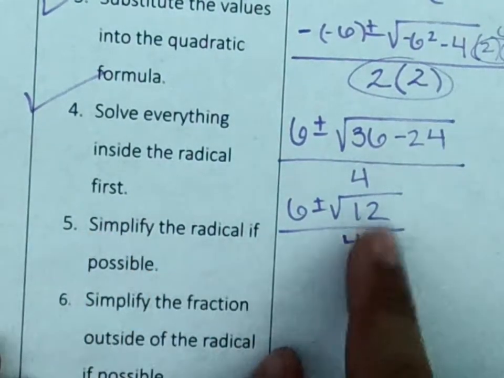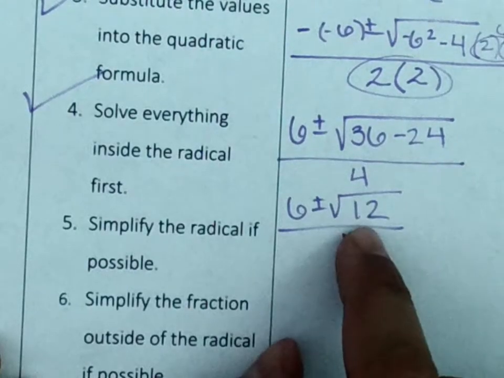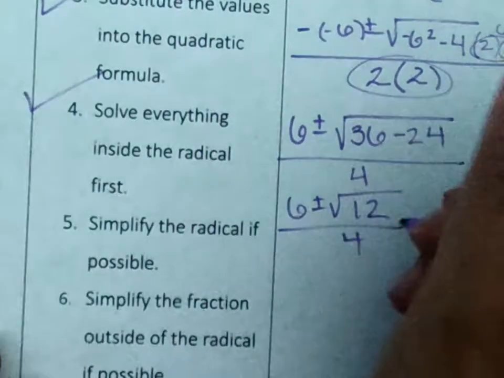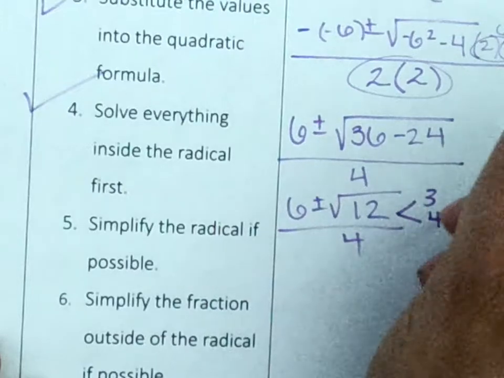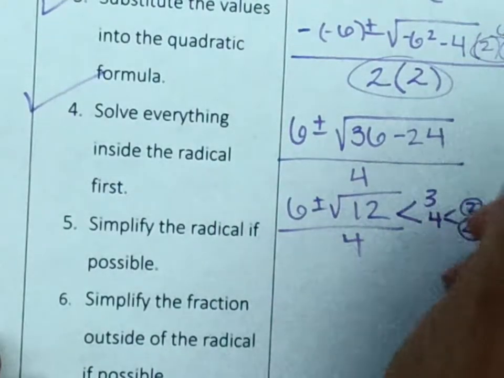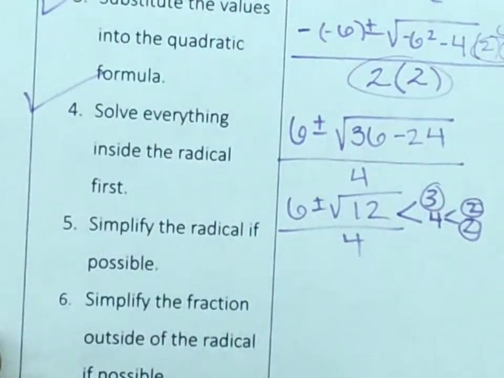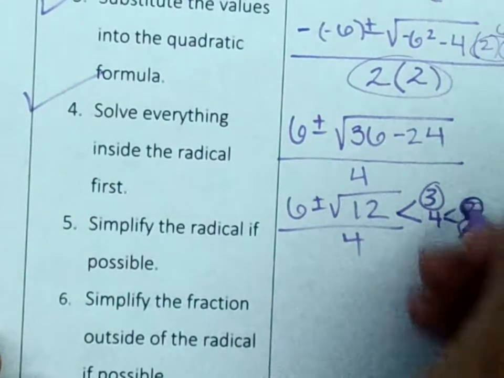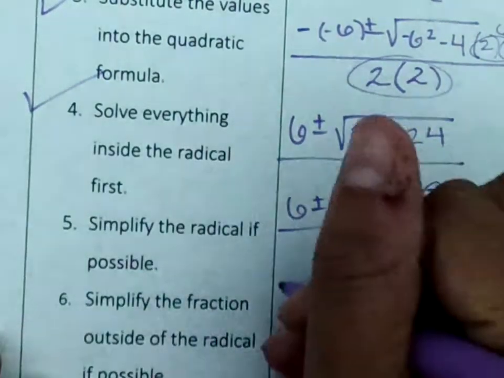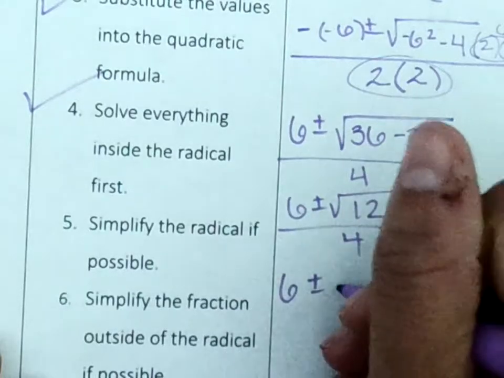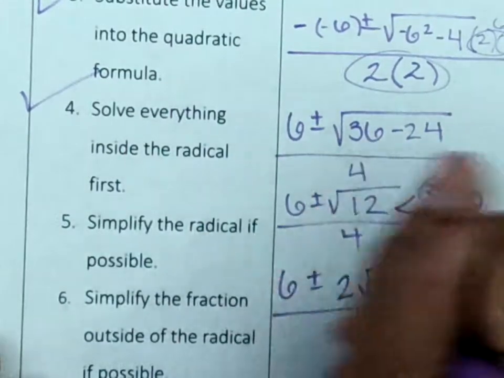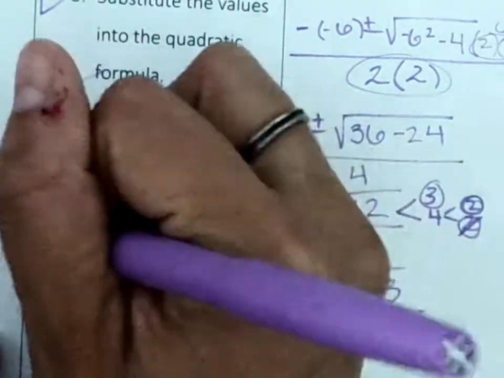We're now going to simplify the radical if possible, so this will require us to use prime factorization. I know that 3 times 4, and 2 times 2, are the prime factors of 12, which means I can take out one of the 2's and the 3 stays inside. So we're left with 6 plus minus 2 square root 3, all over 4.